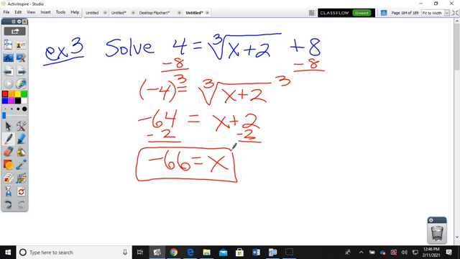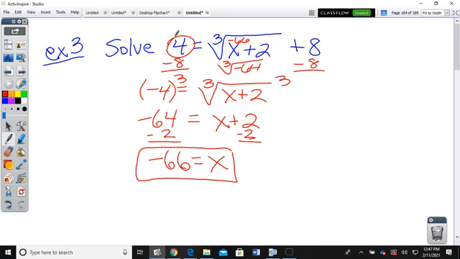That doesn't work. Can you cube a negative? You absolutely can, because remember, the only reason you can't have negatives in a square root is because you can't multiply something by itself and not get a positive. You can do that if you're multiplying it by itself 3 times. Negative times a negative times a negative stays negative. If you did negative 66 in here, you get the cubed root of negative 64, which is negative 4. And what's negative 4 plus 8? 4. It checked. These are radical equations.